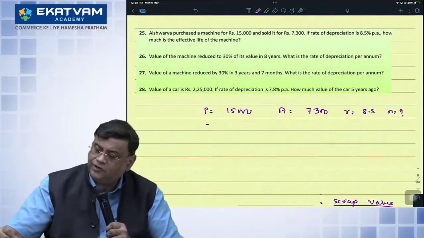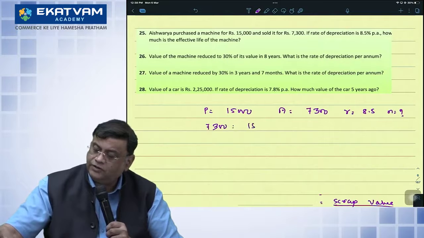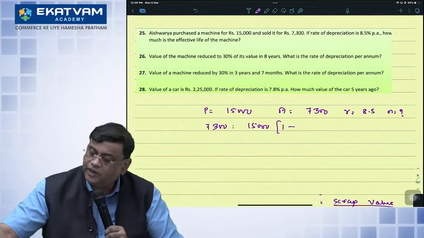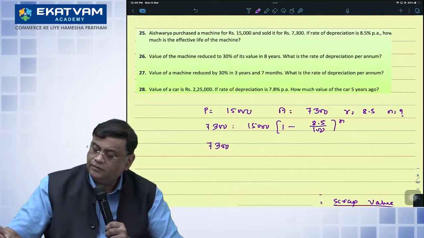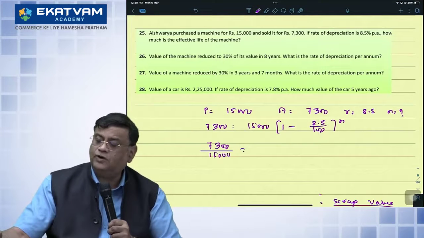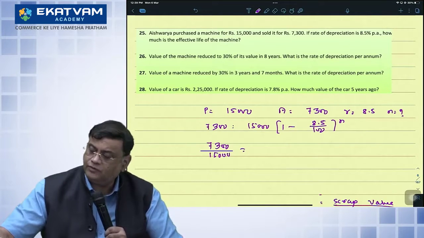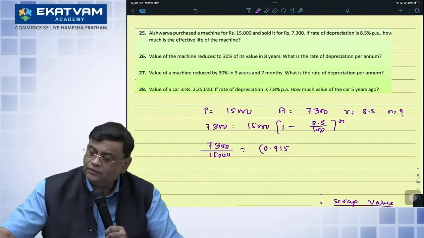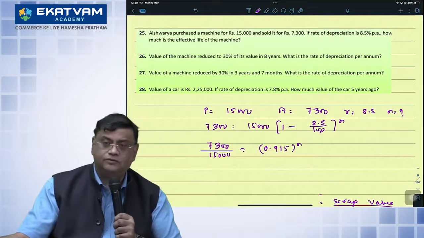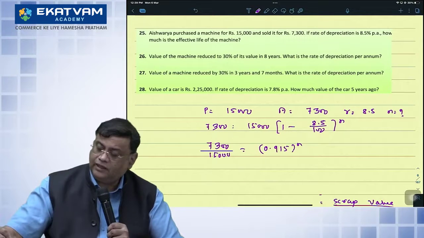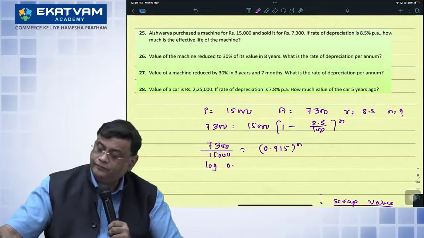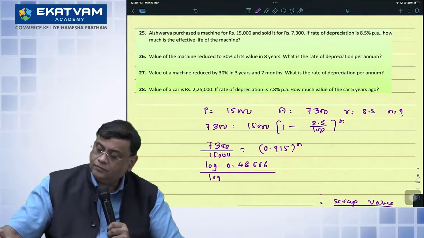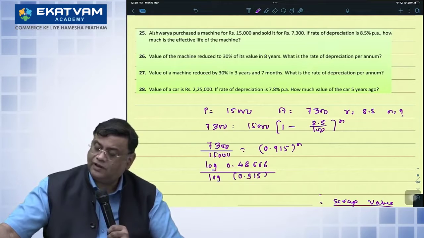So 7,300 will be equal to 15,000, because that is P, times 1 minus 8.5 over 100, raised to N. So 7,300 divided by 15,000 is equal to 1 minus 0.085, which is 0.915, raised to N. By the way, 7,300 upon 15,000 is what? And therefore log of 0.48666 divided by log of 0.915 is the value of N.